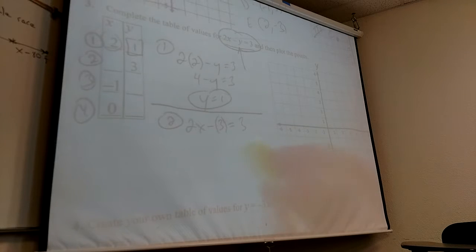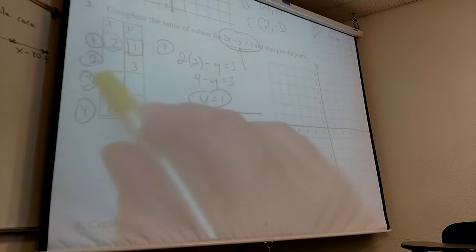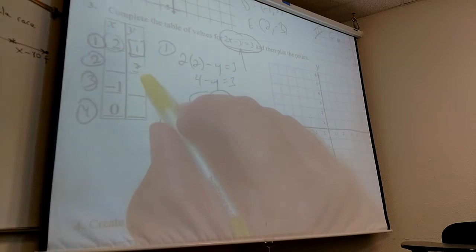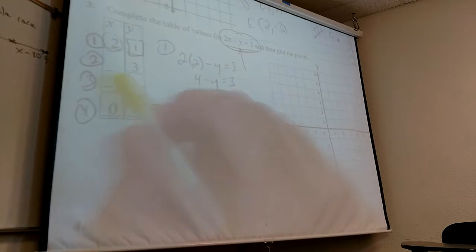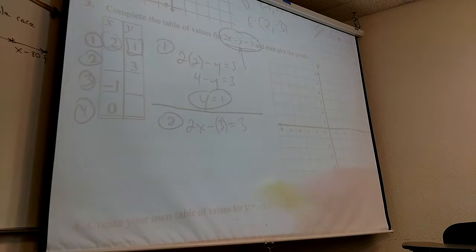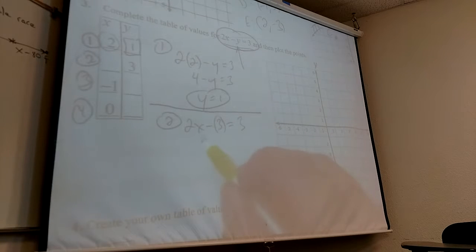Make sure everybody's doing this right on the second row here. Y is 3. I want to figure out what x is. I'm trying to complete that point. When y is 3, what's x? X must also be 3.